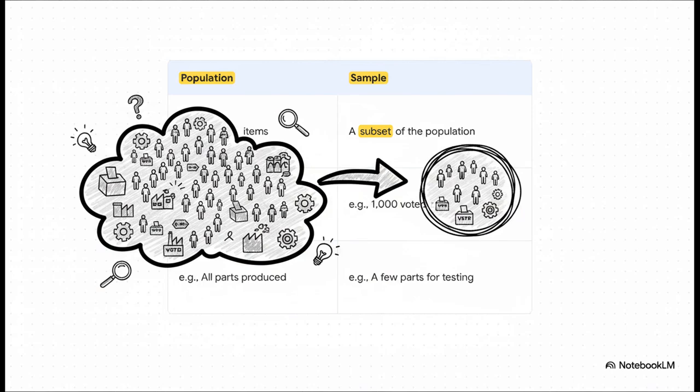To really get this, we need to be super clear on two words. First, you've got the population. Now, in statistics, this doesn't just mean people. It means the entire, complete set of whatever it is you're interested in. It's all the likely voters. It's all the parts that came off the assembly line today. Then you have the sample, and the sample is just what it sounds like, a smaller piece, a subset that you pull from that big population. We take the 1,000 voters for the interview, we select a few parts for testing. The whole game is this. We study the sample, which is manageable, to learn about the population, which is not.